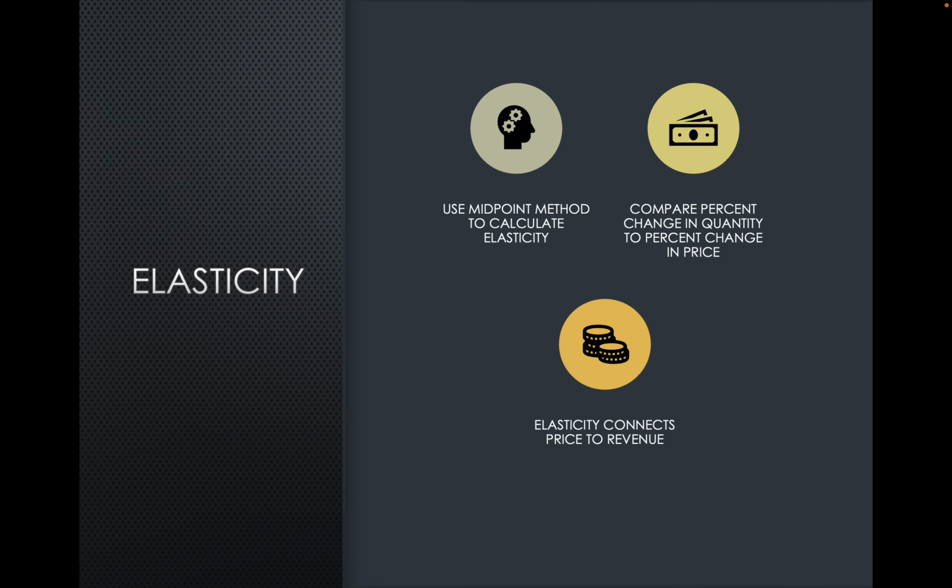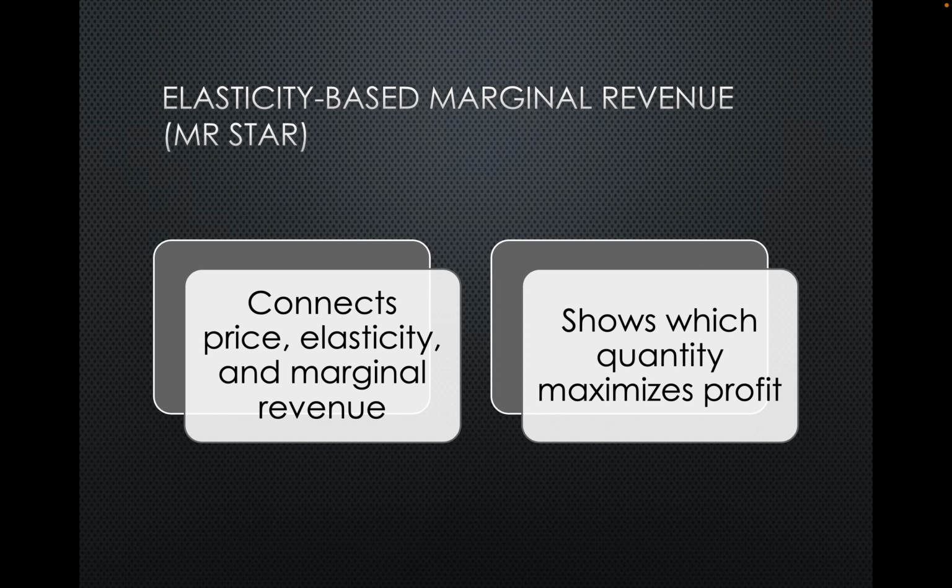For elasticity-based marginal revenue, MR star, there's also a formula that connects price elasticity and marginal revenue. It's price times 1 minus 1 divided by the absolute value of elasticity. That gives the MR star column, which is just another way to calculate the marginal revenue.